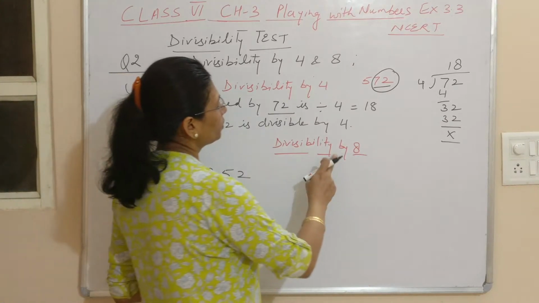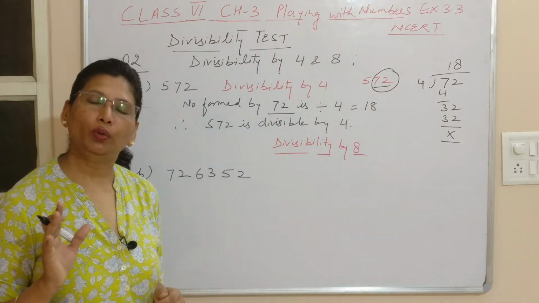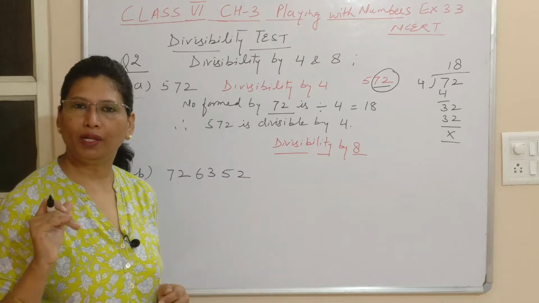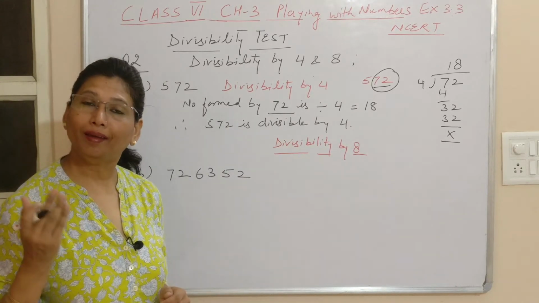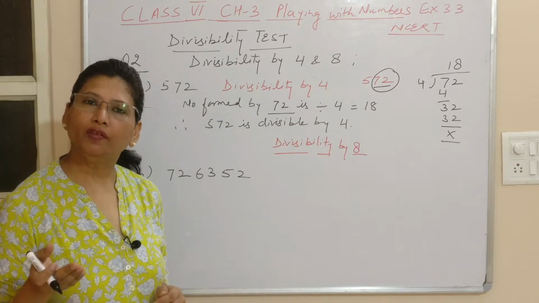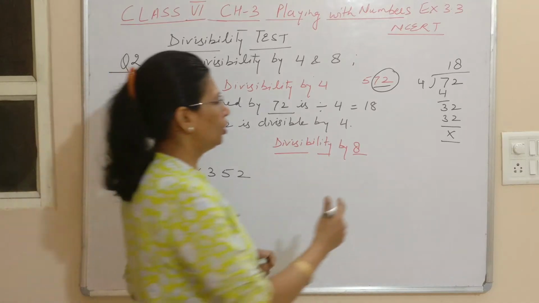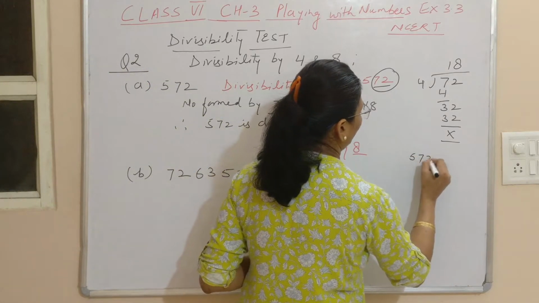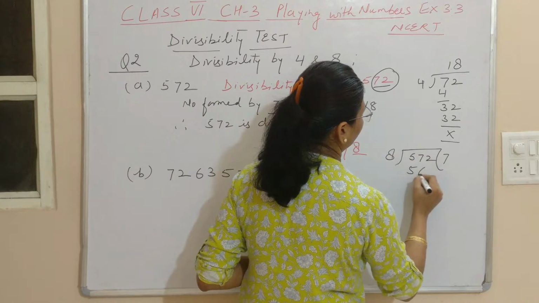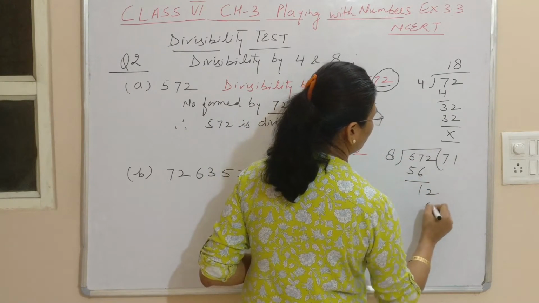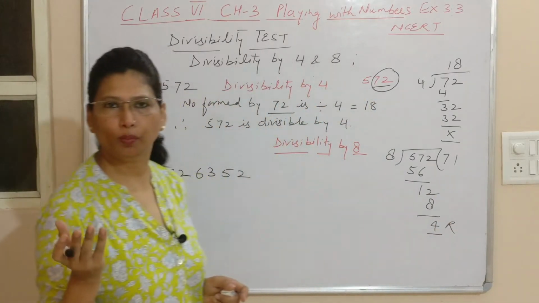Moving to the next, we have to test whether this number is divisible by 8. For 8, we take the last 3 places, and the number formed by the last 3 places is divided by 8. If it is completely divisible, with no remainder left, then we say yes, it is divisible by 8. So here 572 we will divide by 8. You can see the remainder is 4 and hence it is not divisible by 8.